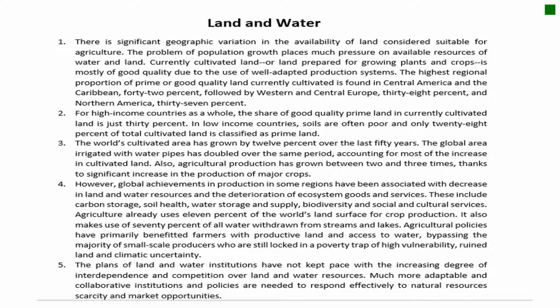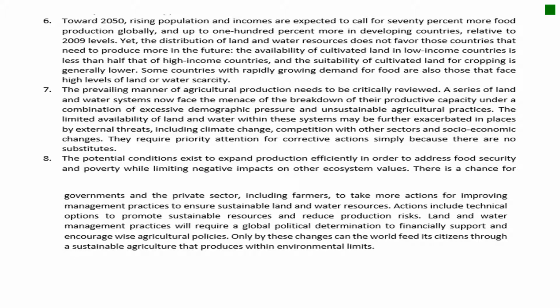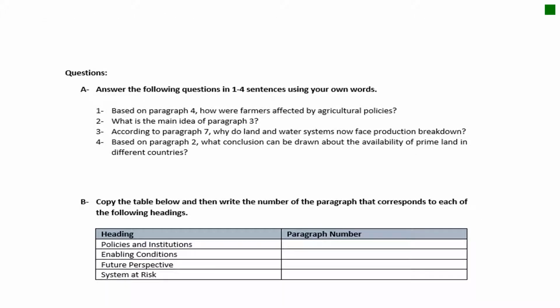Okay, it is called Land and Water, and it is related to our theme, which is ecological environment and pollution. So please make sure you read the text thoroughly at least once before you attempt to answer any of the questions in the text. Okay, first of all, how do we answer such questions?